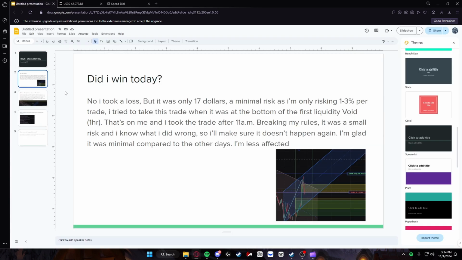Did I win? No, but it was only $17, minimal risk, and only risking 1 to 3%. I tried to take a trade at the bottom of the first liquidity void right here. I thought it would be a good setup maybe, but I risked very little because I was kind of confident that it would go down here, but I wanted to make sure I didn't miss the opportunity. I don't mind losing such minimal money. I'm less affected by it.